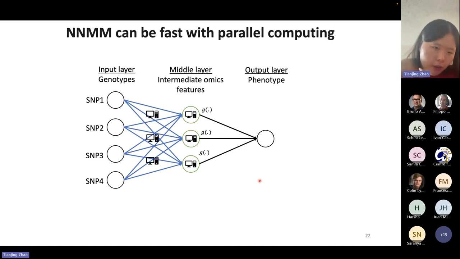Okay, and also NMM can be very fast with parallel computing. For example, when we sample the unknowns between input and middle layer, we have in this figure three single trait mixed models. So we can use three computer processors to run these three models at the same time.